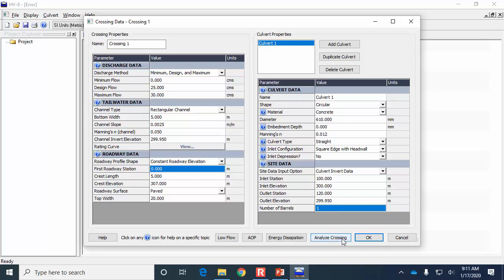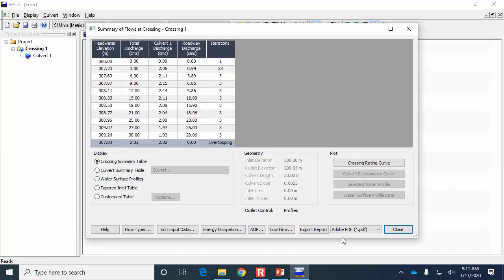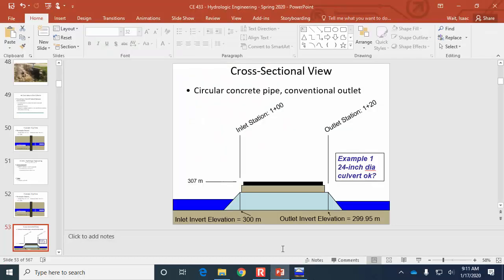All right, so let's click Analyze Crossing. And what this does is tells you when the water is at a certain elevation, how much flow is going through both the channel and how much is going over the top of the roadway. So what we see is that overtopping occurs, meaning that the water, well, if we look at the side view, overtopping is when the water gets to 307. So the water depth got to 307, and now some of the flow is going over the road instead of all of it going through the barrel.